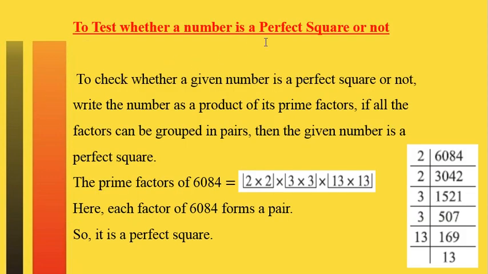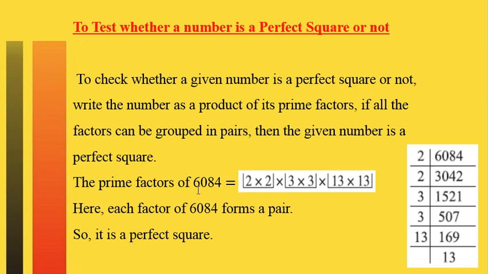Okay, now to test whether a number is a perfect square or not. What is the method by which we can find out whether a number is a perfect square or not? For this purpose, we will write the number as a product of its prime factors. Okay, you are very familiar with the process to find the prime factors. So if all the factors of the given number are grouped in pairs, then the given number is a perfect square.